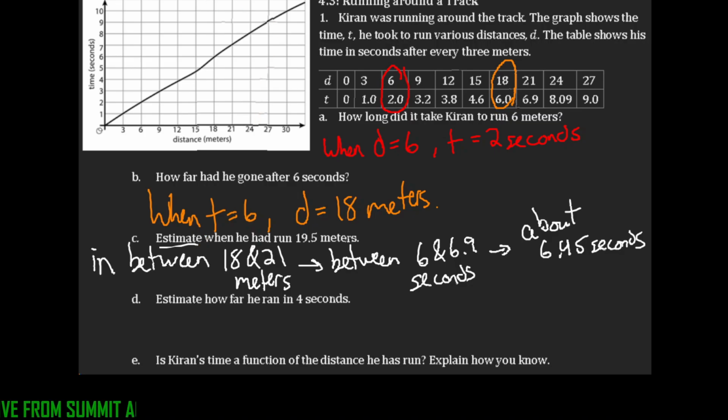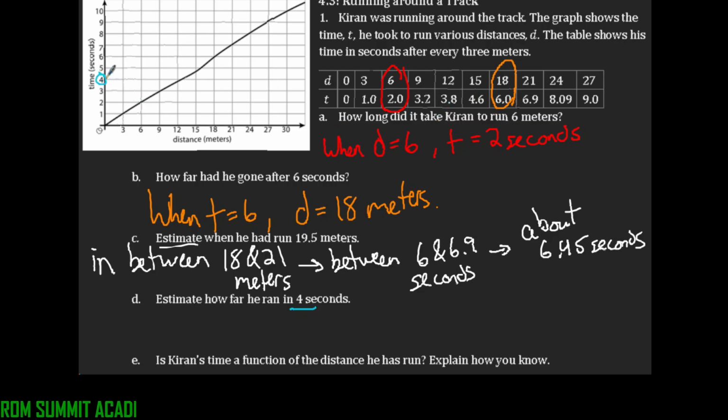Well, we can say, if you're looking on the graph, it'd be just about right here. So let's find our graph. So it says about 4 seconds. So it has to be in between 3 and 6, but it's going to be between 3.8 and 4.6.